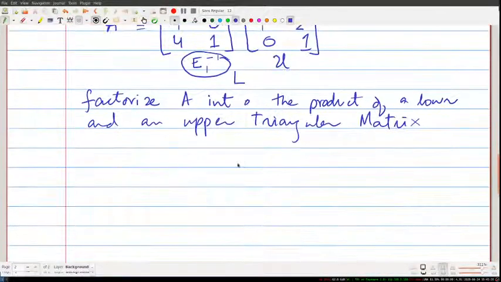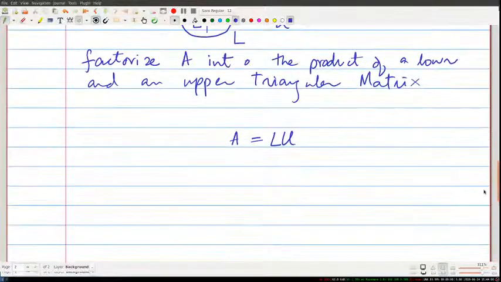So this is called A equals LU, and that's why it's called LU factorization: a lower triangular matrix times an upper triangular matrix. And in this case, this lower triangular matrix was just equal to this elimination matrix, but that may not be true, because in this case we only needed one elimination matrix. What happens if we need multiple elimination matrices? What happens if we consider perhaps a 3 by 3 case? So let's talk about a 3 by 3 scenario.